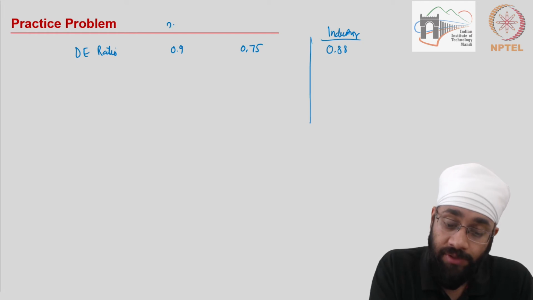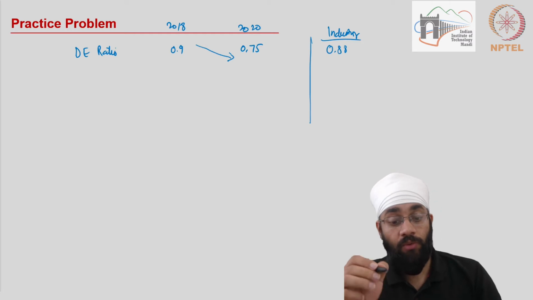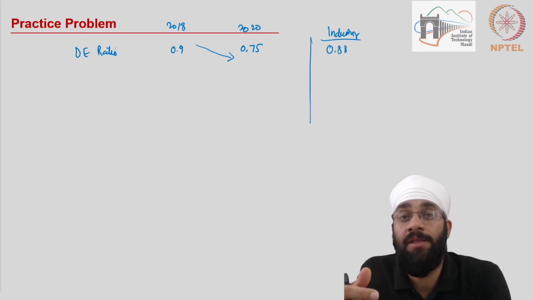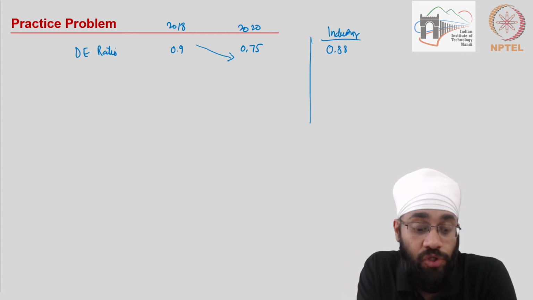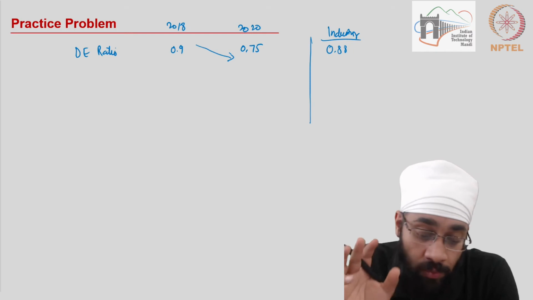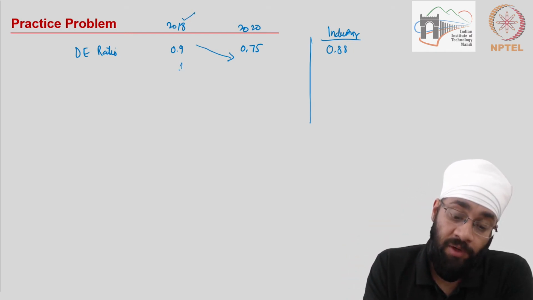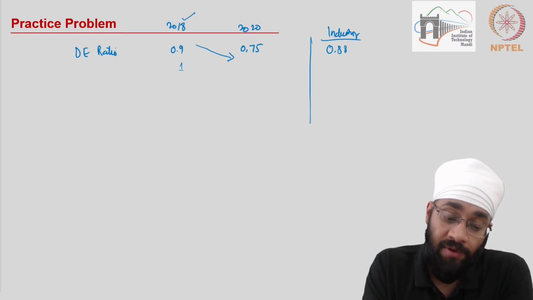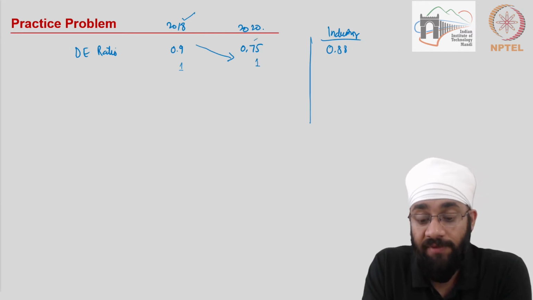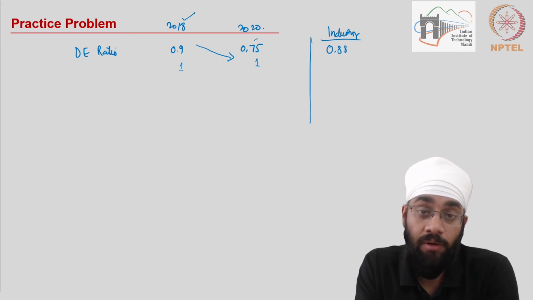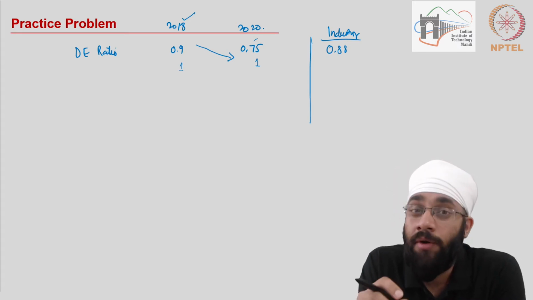Okay. Now this is 2018, this is 2020. The debt to equity ratio is going down, which means there is less debt in the company compared to the equity. Equity is more, so the proportion of debt is going down vis-a-vis equity. This is what it says. In 2018, if you had 1 rupee worth of equity, you had 90 paisa worth of debt, and now you only have 75 paisa worth of debt compared to 1 rupee of equity. So vis-a-vis equity, the contribution of debt has gone down.